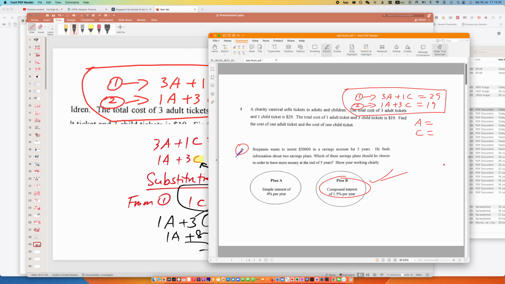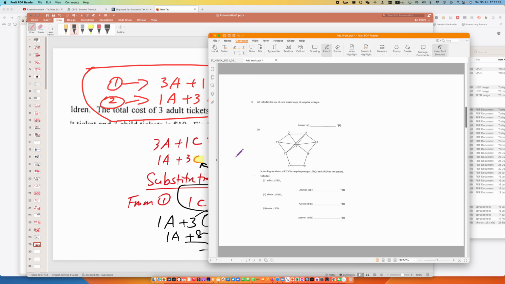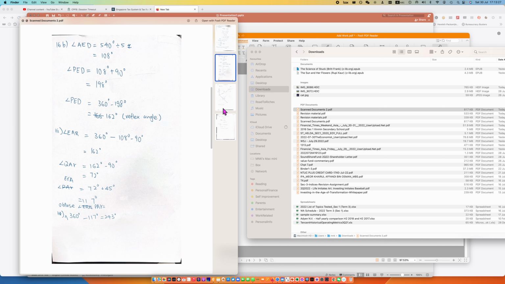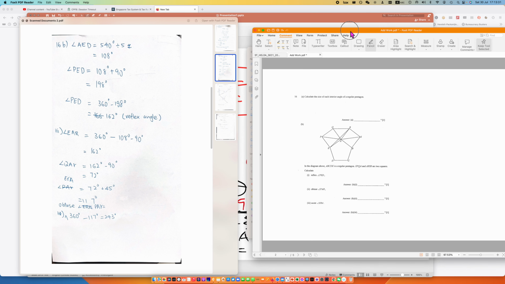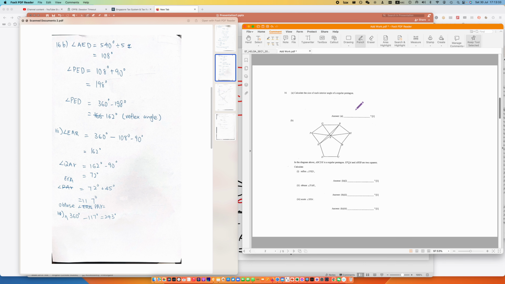So question 6 is done. We talked about compound interest already. Then 16. 16A I did on the page. This one is good, 108 is good. Then we talk about what is the reflex, what is the obtuse, what is the acute, right? So PED, where's PED? PED is here.